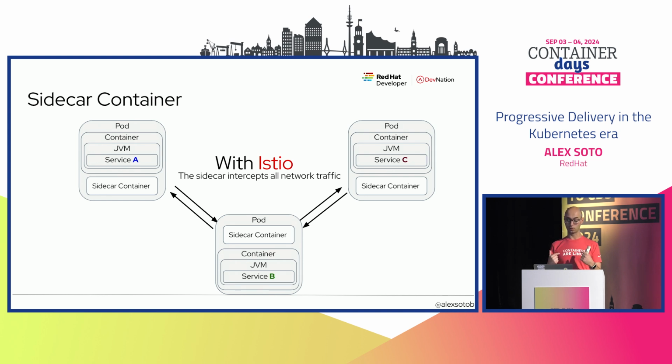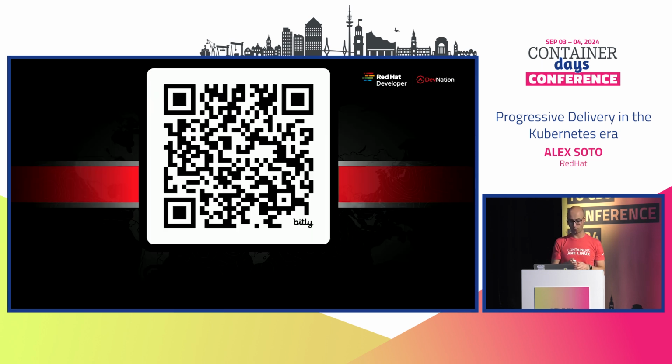So every time that I want to do a call between service A and service B, the call will go through service A to the sidecar container of service A. This sidecar container of service A will go through the sidecar container of service B, which at the same time will send the traffic to service B, and so on. Everything is intercepted by this container. So every time that I apply some of these Istio YAML files, this sidecar container is configured to route the traffic correctly.